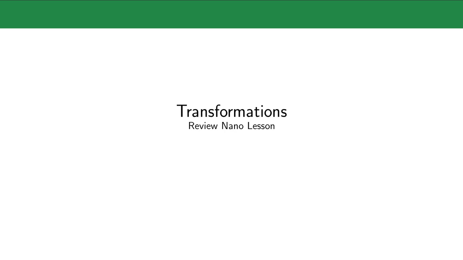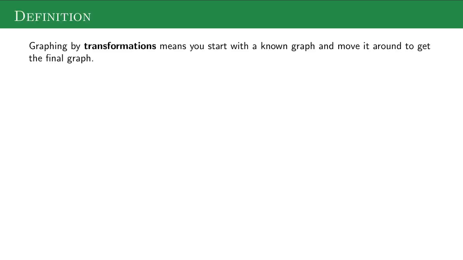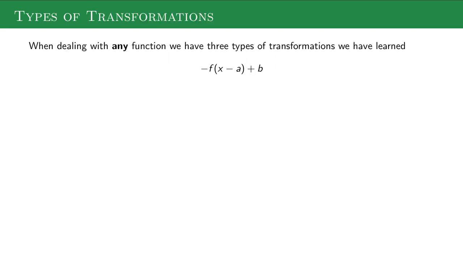In this video, we're going to talk about transformations to help us graph. When we say the word transformations, we mean we're going to be starting with a graph that we already know, and we're just going to move it around on our axes to get our final graph. When dealing with any function, we've learned about specific types of functions, but you can do this for any function. There are three types of transformations that we know.